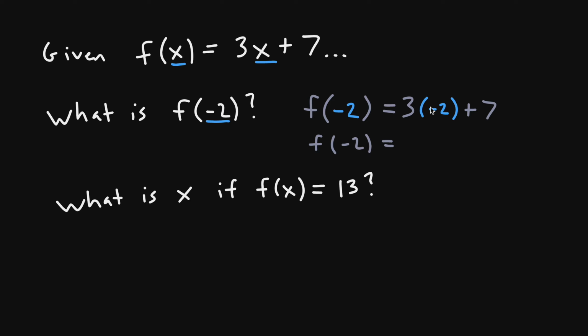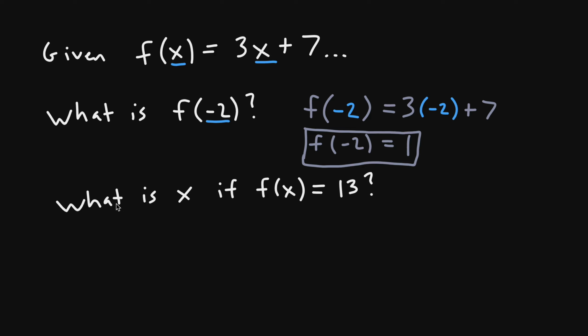3 times -2, which is -6, plus 7. -6 plus 7 is 1. So your answer is, oh, f of -2, well, that's equal to 1. So this is telling you plug a number in for x.